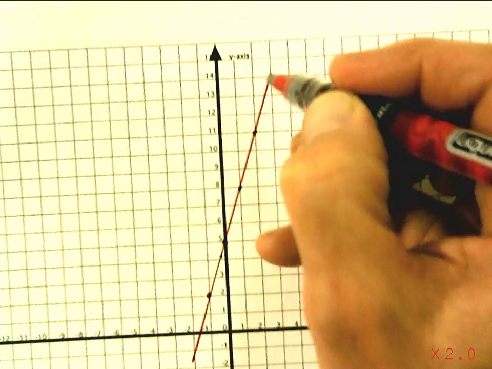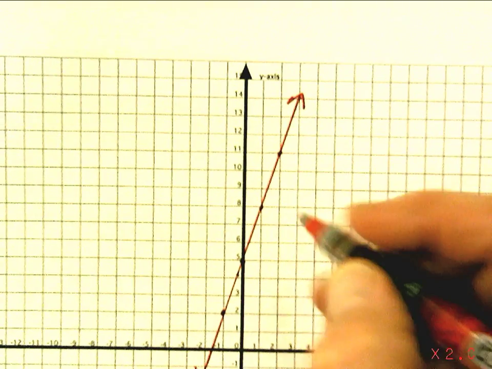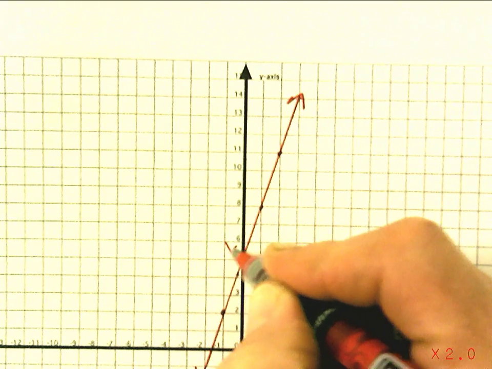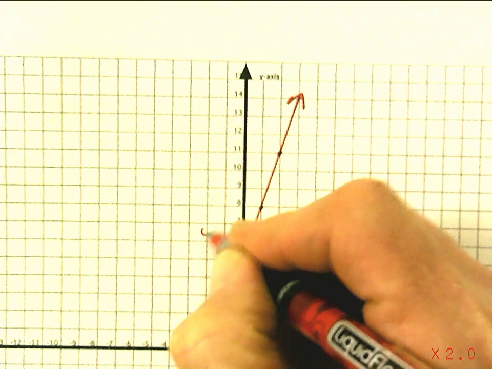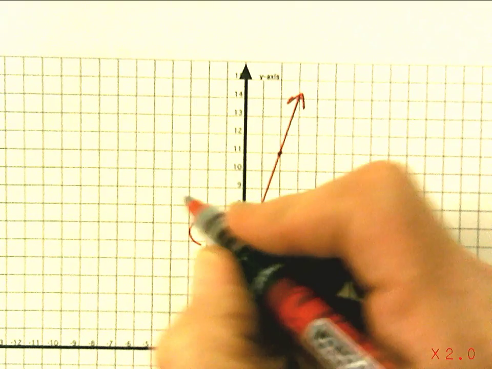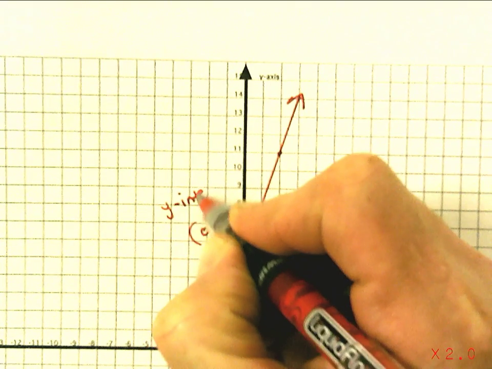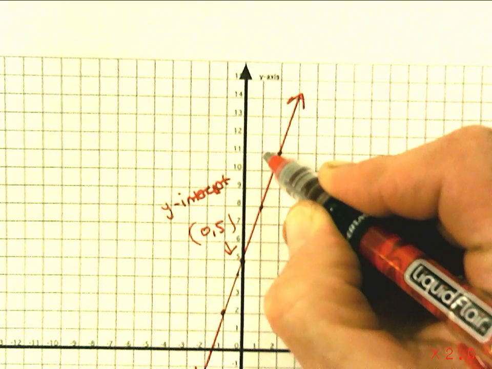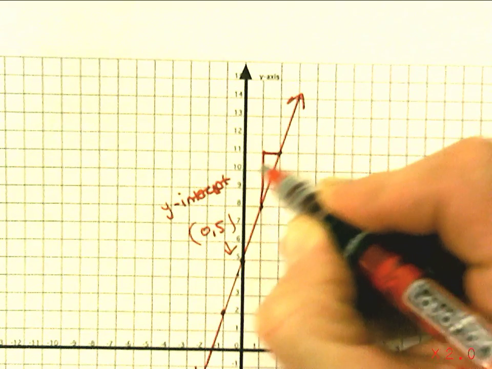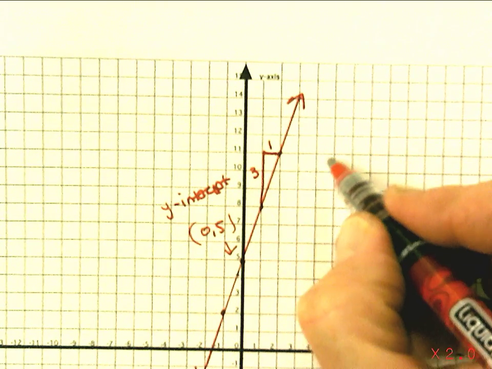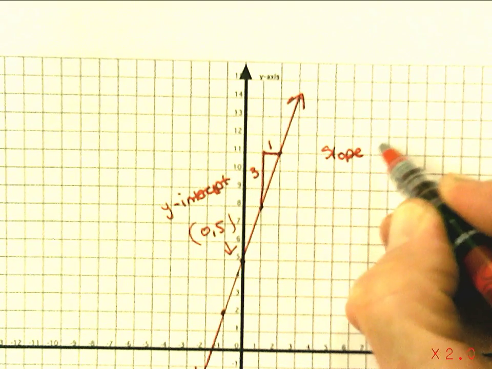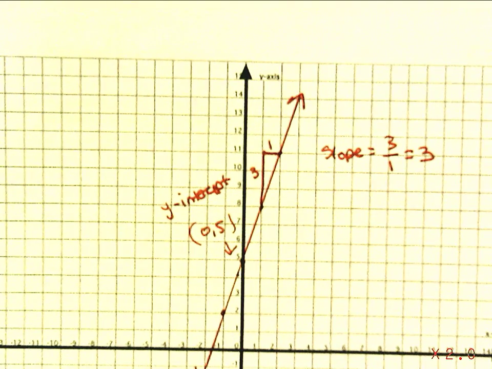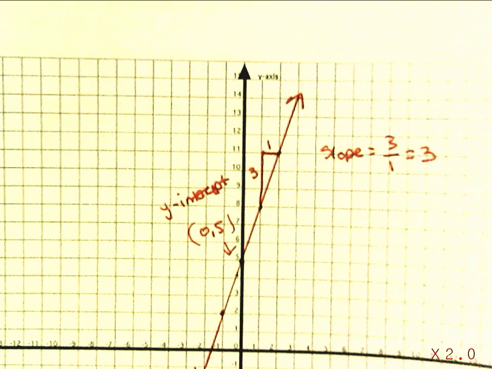It continues in either direction. Slope is 3 and the y-intercept is 5. So there's my y-intercept, 0, 5, and my slope is up 3 over 1, which we just say is 3. So that's part A.